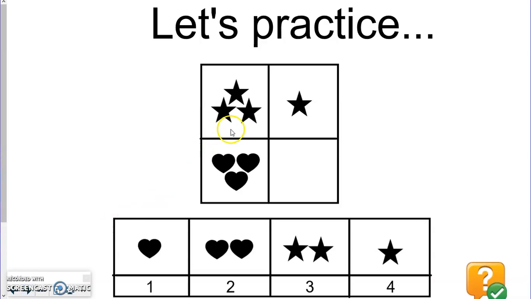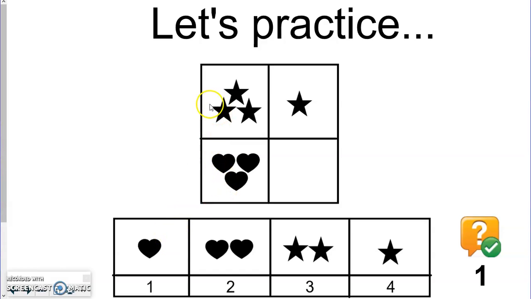So look at figure 1 and look at figure 2. Think about how they change from figure 1 to figure 2. Remember, it's changing in quantity. And then look at figure 3. And whatever you did at the top, you must also do at the bottom. Then show me with your fingers, 1, 2, 3, or 4, what you think the correct answer is. So at the top, we go from 3 to 1. At the bottom, we're going to go from 3 to 1.